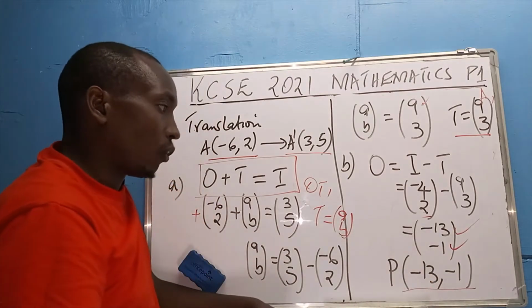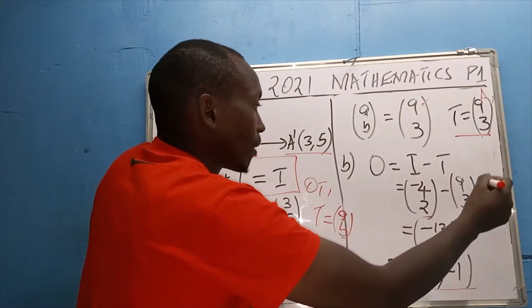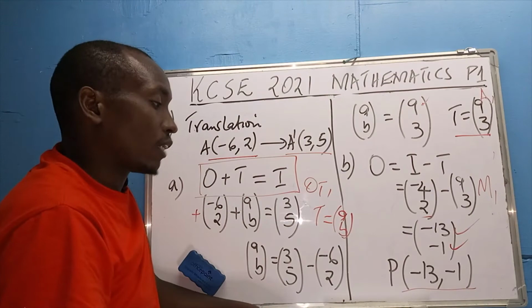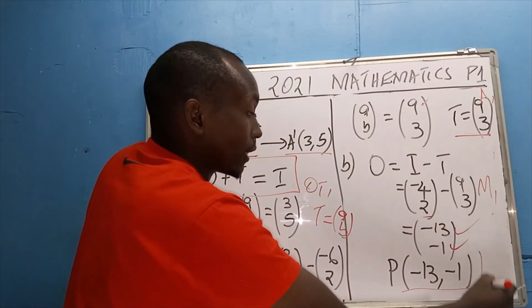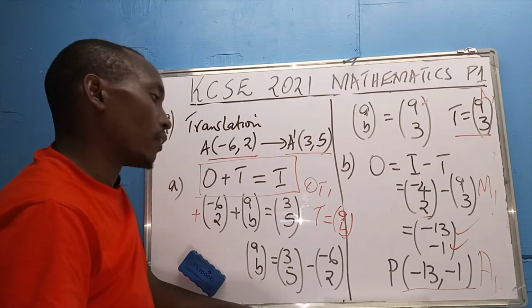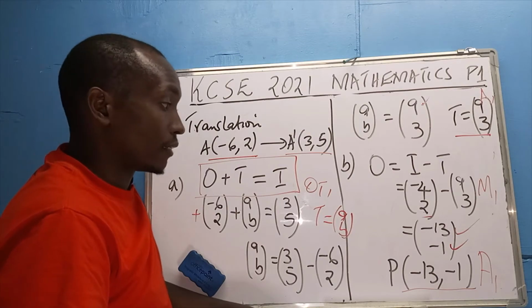Then I put them in the coordinate form. By that, if I'm able to give that format, 1 point, then the answer 1. That is question number 9 done.